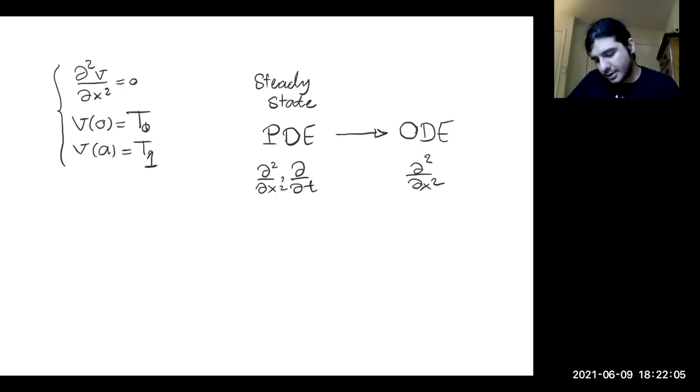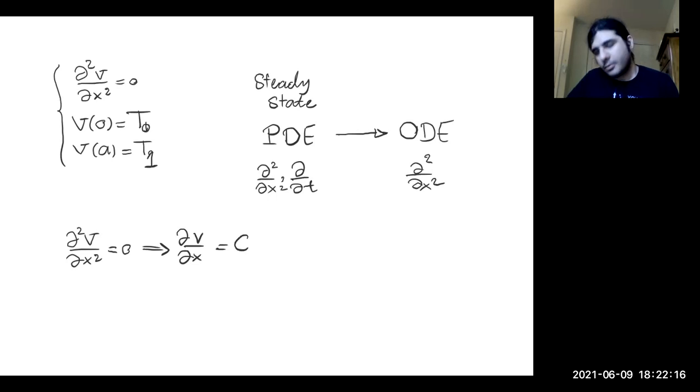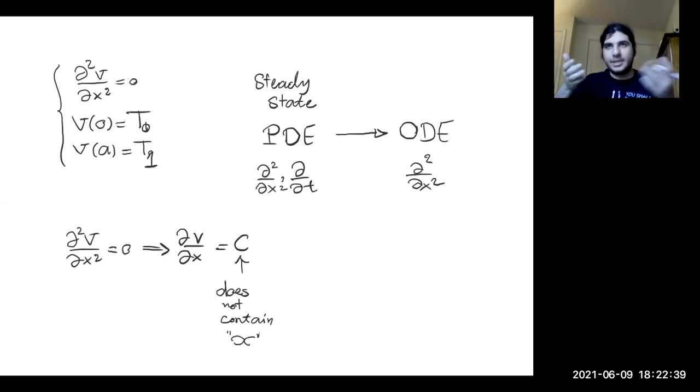Well, this one is easy, right? The second derivative of v with respect to x is 0. Therefore, the derivative of v with respect to x should be a constant, right? And constant here means there is no x in it. Now, the good thing here is that we know v does not contain t either. Also, there is no t inside v. Therefore, it is really a constant.